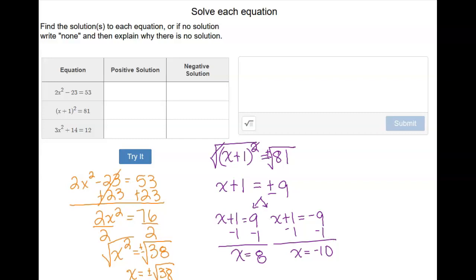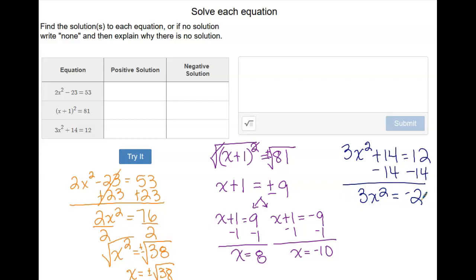All right, for the last one, we have 3x squared plus 14 is equal to 12. So we want to isolate the 3x squared first, so we're going to subtract 14 from both sides. So we have 3x squared is equal to negative 2. And at this point, I'm going to stop because there is no solution.